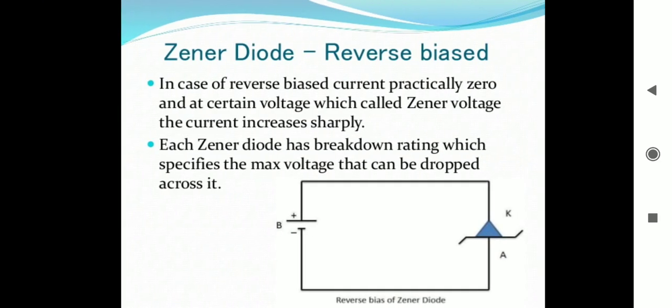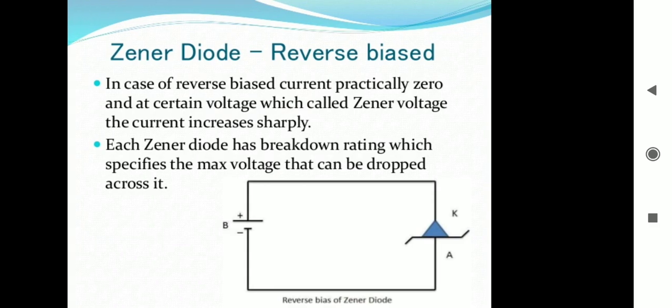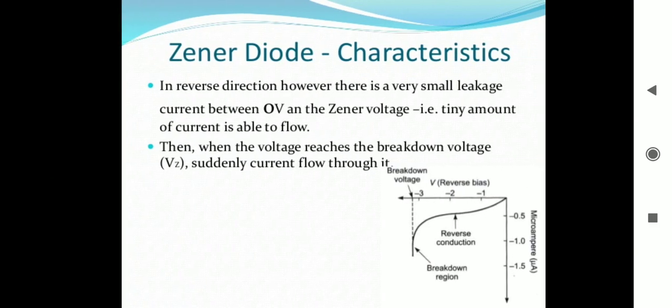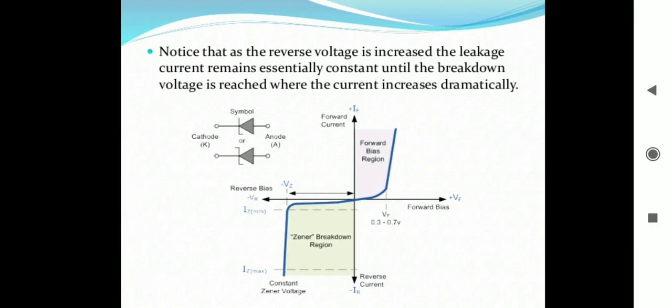Then in reverse bias condition, you have to draw the circuit diagram in your notebook like this. And after this diagram with notes, you have to draw the complete VI characteristics for the Zener diode in this form. These diagrams are very important from the exam point of view.